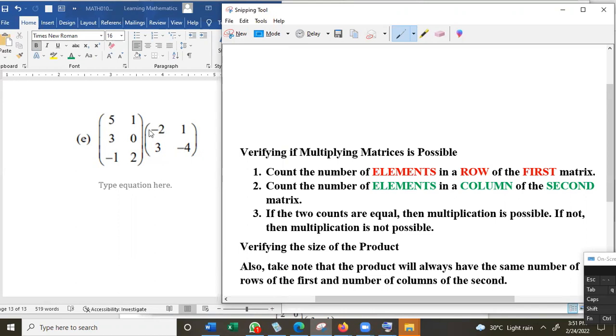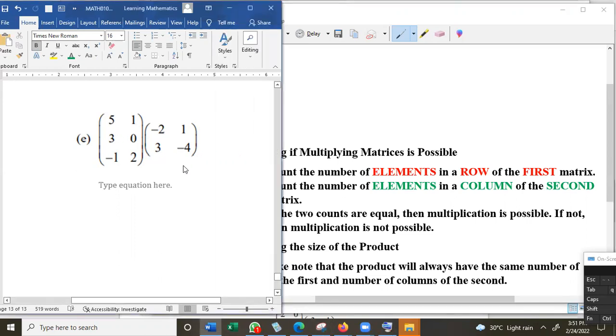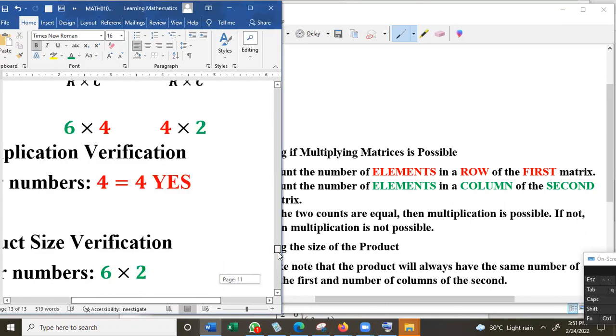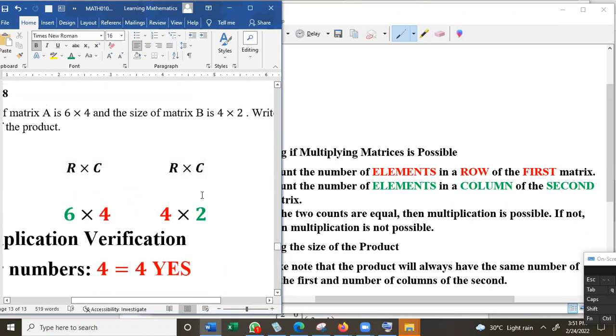So when you have the matrices themselves, you can count the number of elements in the row of the first. If you have the sizes, you look at the 2 inner numbers. And the 2 outer numbers will give you the size of the product. A 6 by 4 and a 4 by 2, yes, because 4 and 4. And the answer will be a 6 by 2.